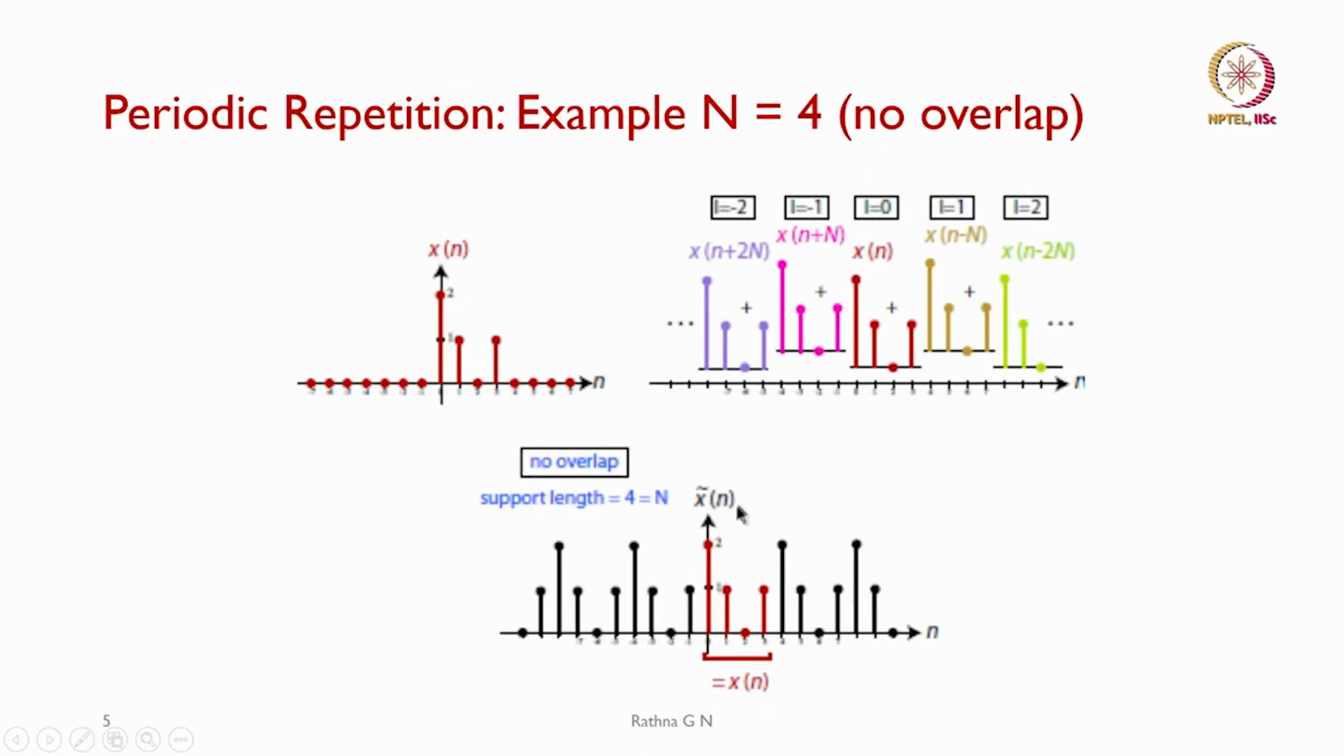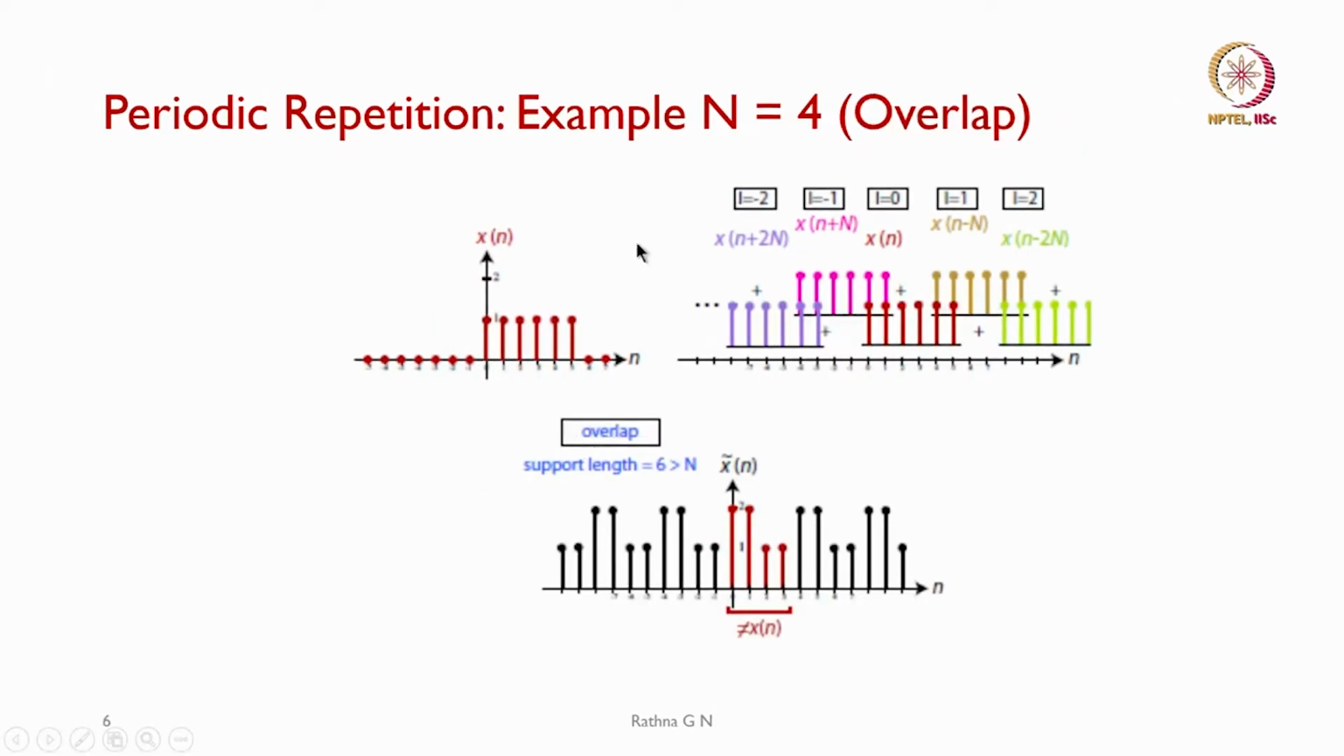So, our x tilde of n, you will be seeing that this is the x of n, and then this is L is equal to 1, and this side L is equal to minus 1. So, you will be seeing the repetition of it. This is the periodic repetition what is shown pictorially.